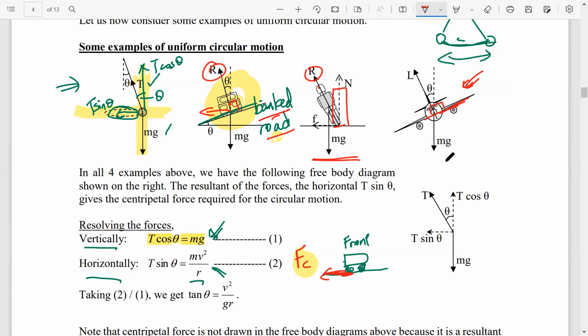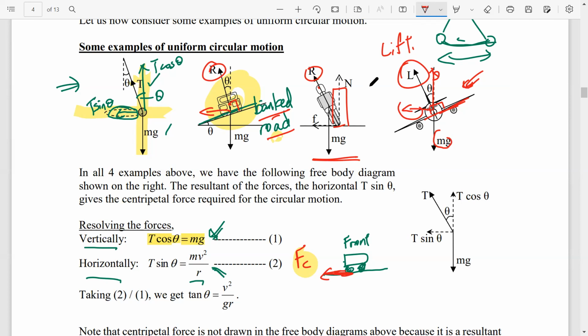So basically, this lift force is what we call lift. There is a vertical component. There's also a horizontal component. Again, the vertical component is going to be equal to its weight, but the horizontal component will provide that centripetal force. So it's able to make a turn.